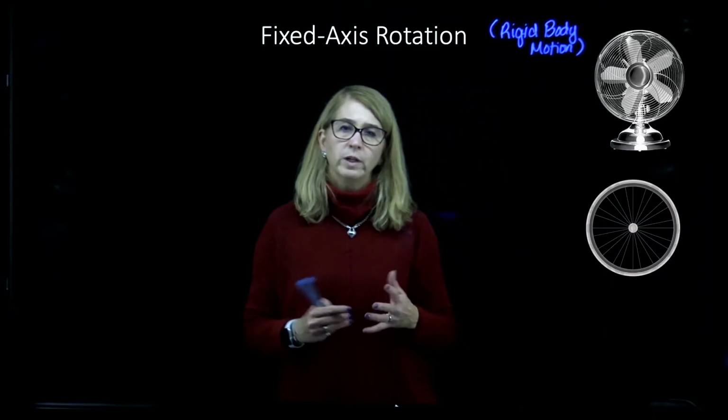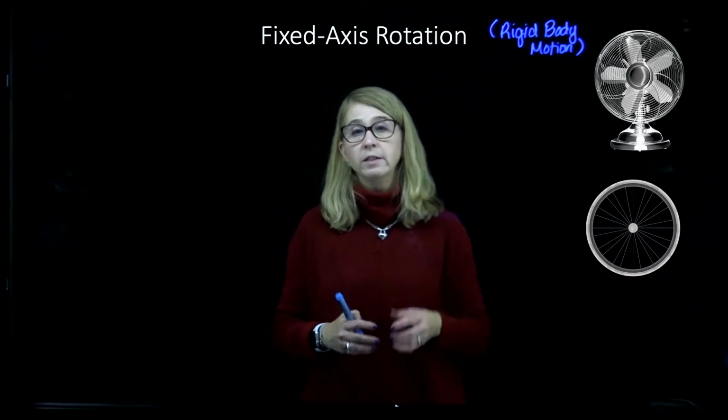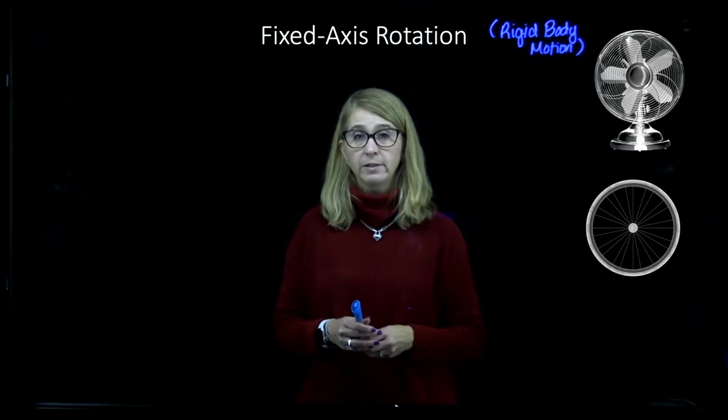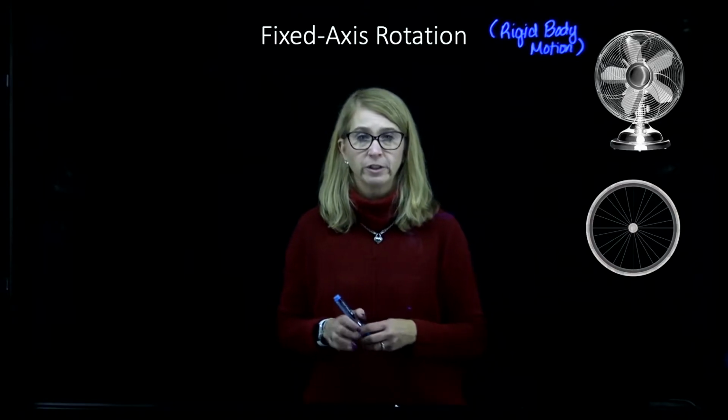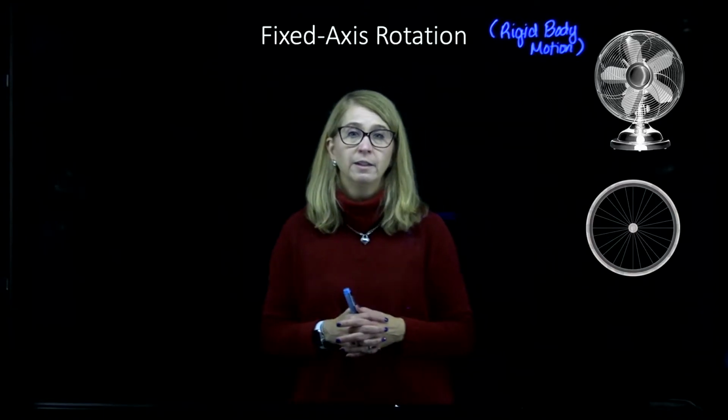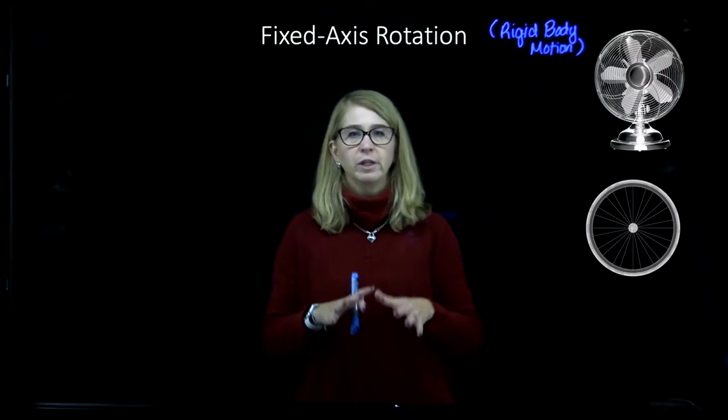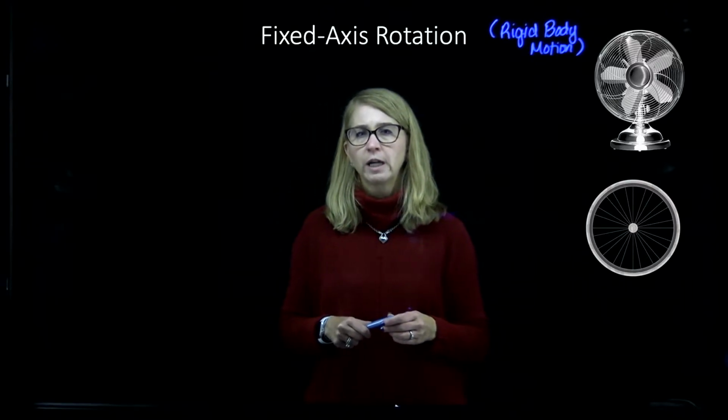Right, so I want to introduce some of the ideas that we're going to look at in Chapter 10 today. The title of the chapter is Fixed Axis Rotation. Makes it sound very intriguing. But to think about the bigger picture, we're starting to look at rigid body motion. So what do we mean when we are saying rigid body motion?